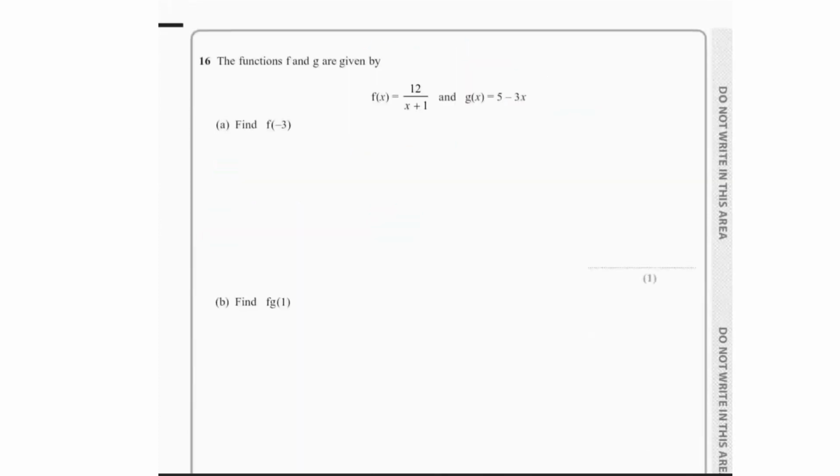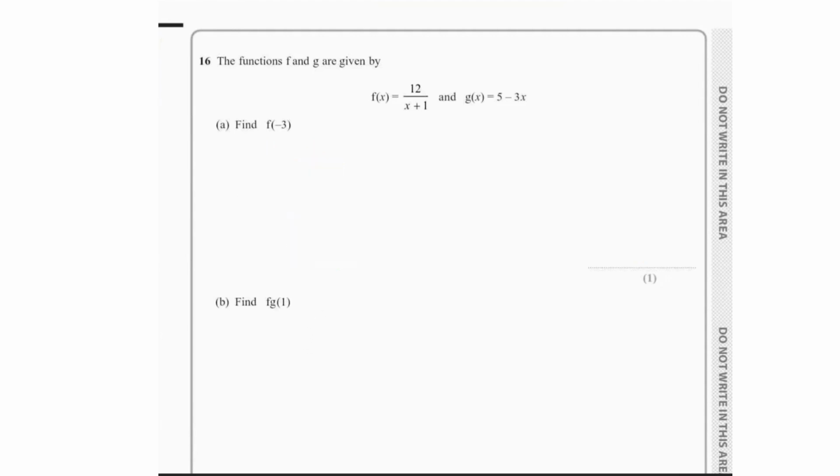Question 16 says the functions f and g are given by f of x equals 12 over x plus 1 and g of x is 5 minus 3x. Find f of negative 3. So simply you just substitute negative 3 in place of x and solve the function. So f of negative 3 equals 12 over negative 3 plus 1. That's 12 over negative 2, which gives us negative 6. Simple as that.